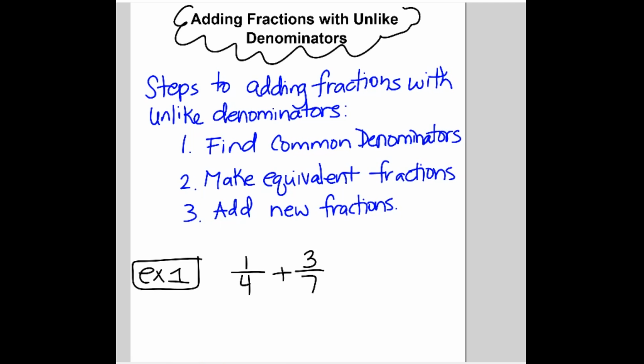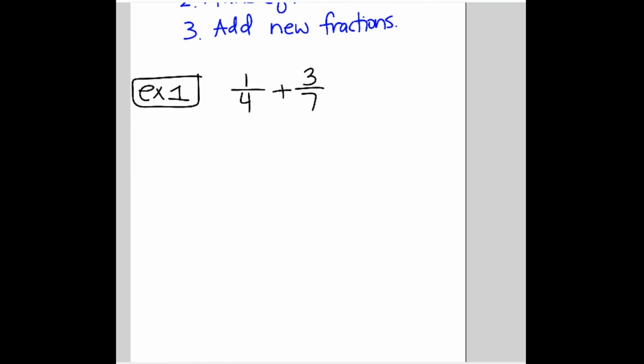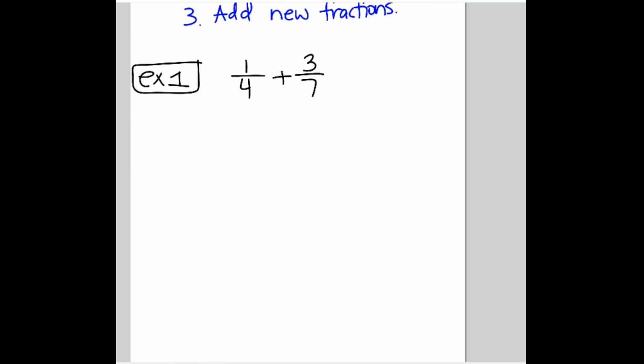We have our first example here, and it says 1/4 plus 3/7. All right, so let's get started. So far, what I'm doing is my step 1. Step 1 is to get our multiples, right? So I have 4 and 7, and I'm going to stop at the first number that's the same. So let me do my 4s.